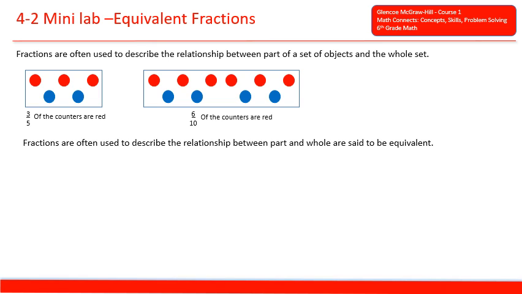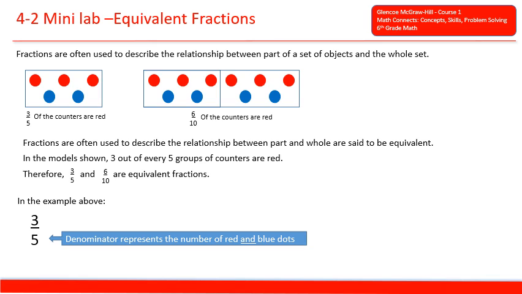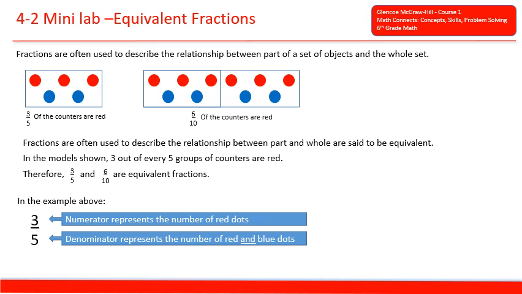Fractions that describe the same relationship between part and whole are said to be equivalent. In the models shown, 3 out of every 5 groups of counters are red. Therefore, 3/5 and 6/10 are equivalent fractions. In the example above, 3/5, the denominator represents the number of red and blue dots, so the total, like I just mentioned. And 3, the numerator, represents the number of red dots.